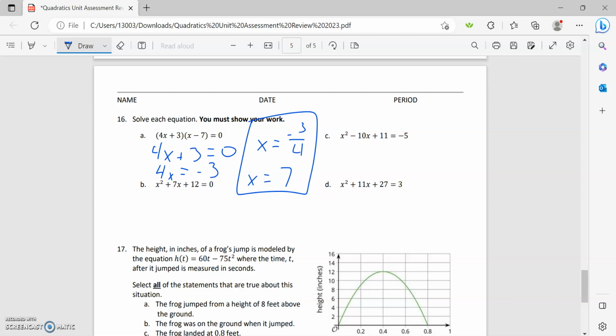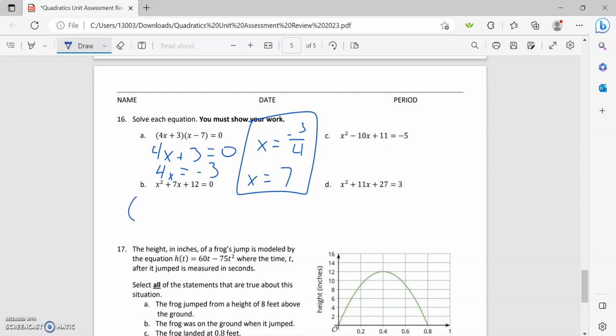Okay, so that's A. All we have to do is get it into factored form, where does it equal 0? B, C, and D are going to take some factoring. You might have to complete the square. You might just have to factor.